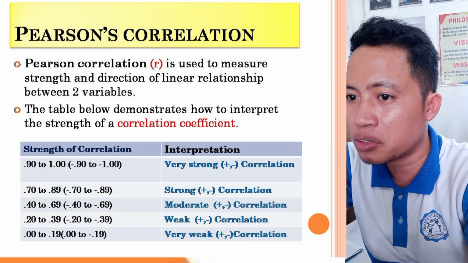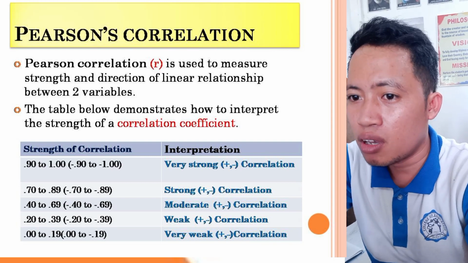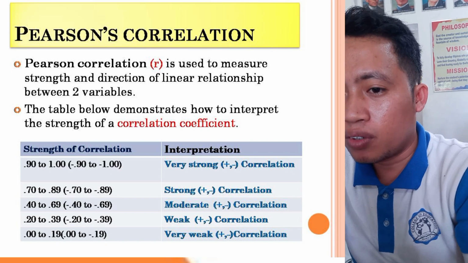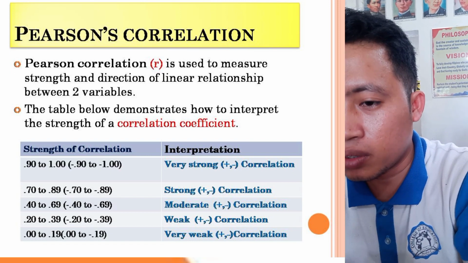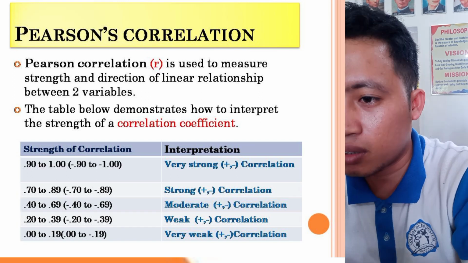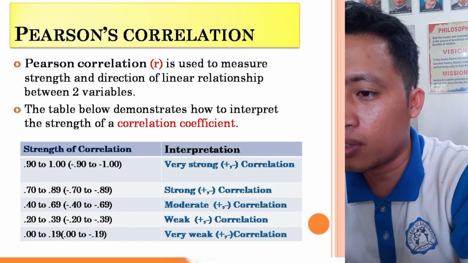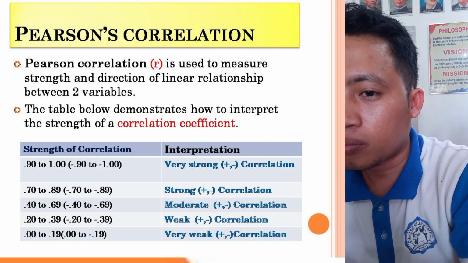The table below demonstrates how to interpret the strength of a correlation coefficient. Shall we say your study falls on 0.0 to 0.19. That is known as very weak positive correlation. Kapag negative naman ang result, we have negative correlation.